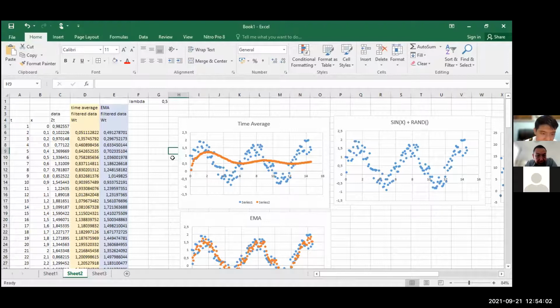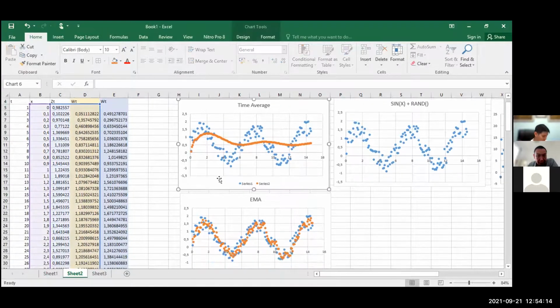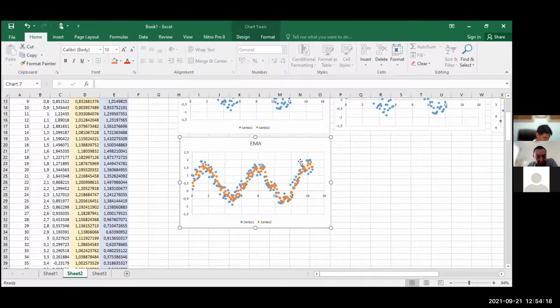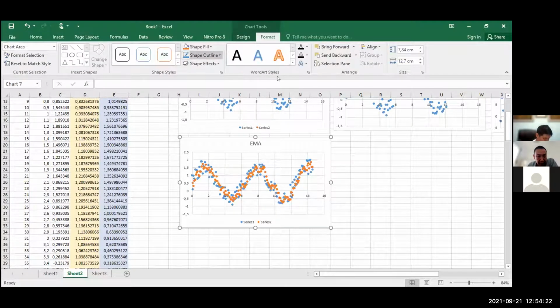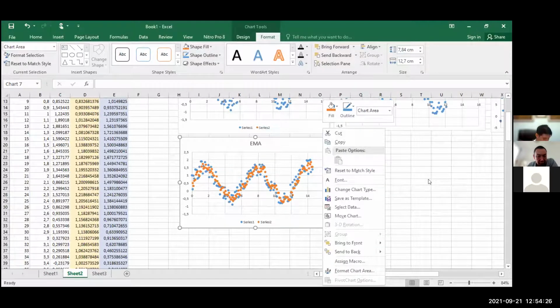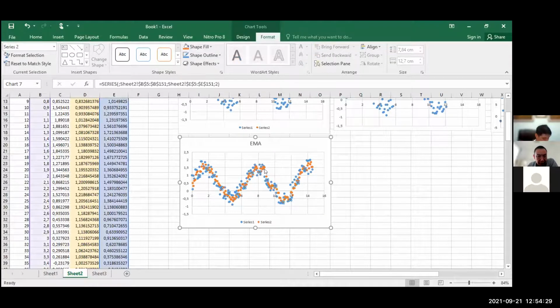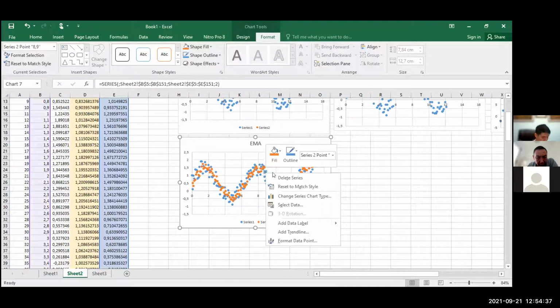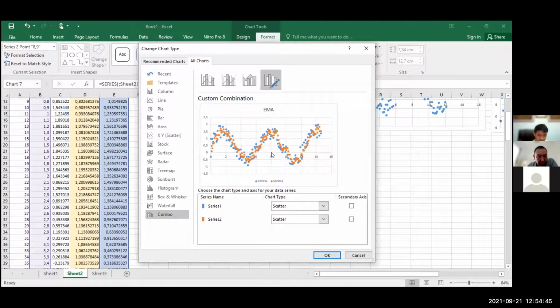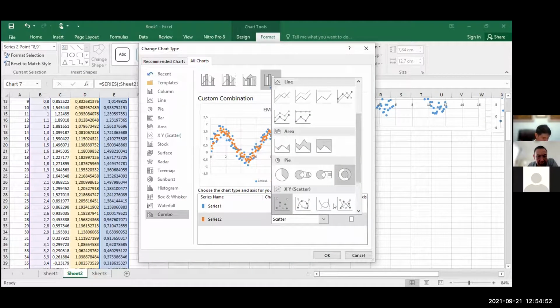You can put the EMA part, instead of a dot, as a line. The second, the orange. I think you click one orange dot there. You can zoom and then change the series chart type. Series 2 is not scatter, but line. Yes. Okay, good.